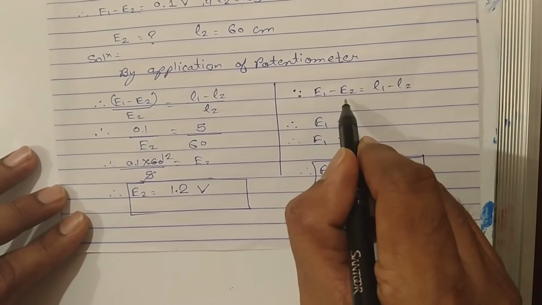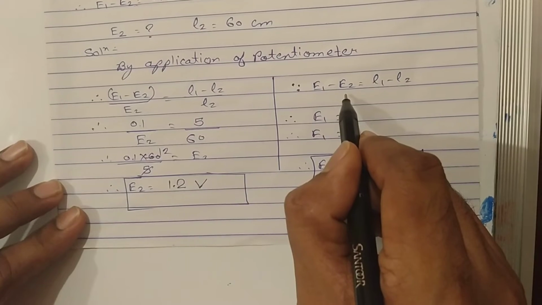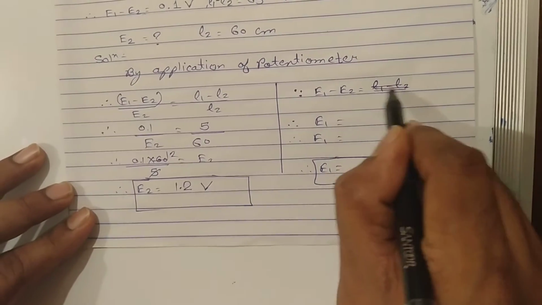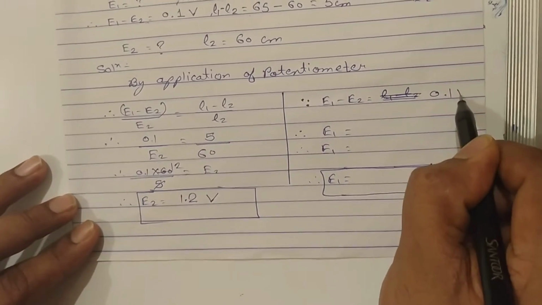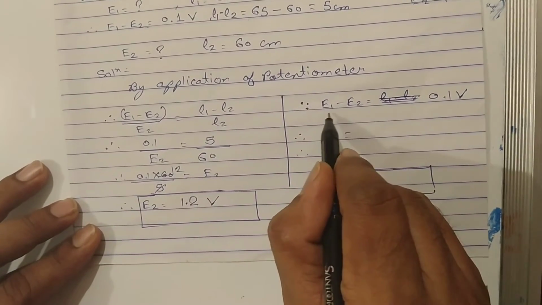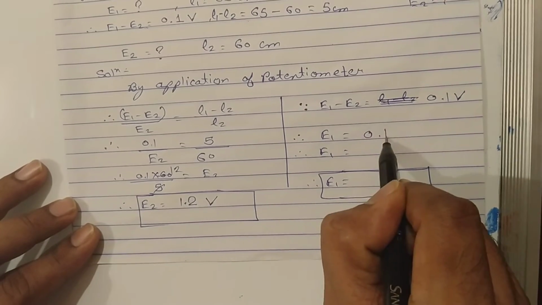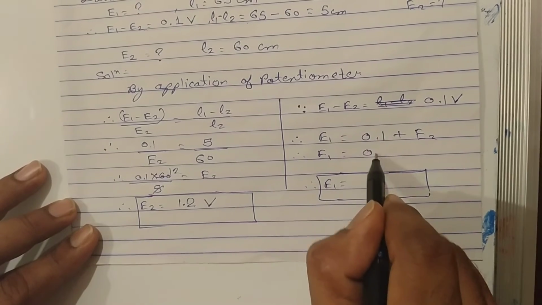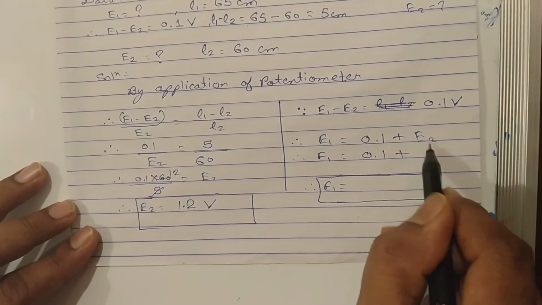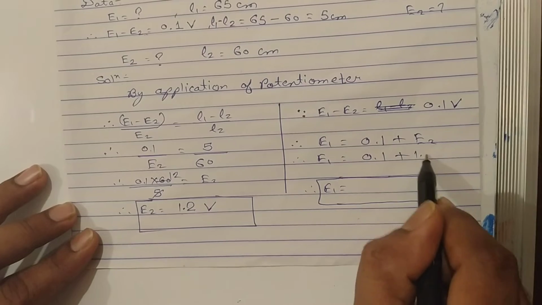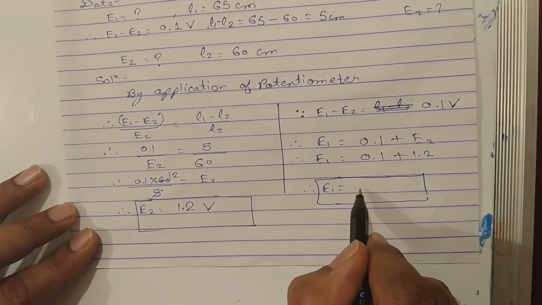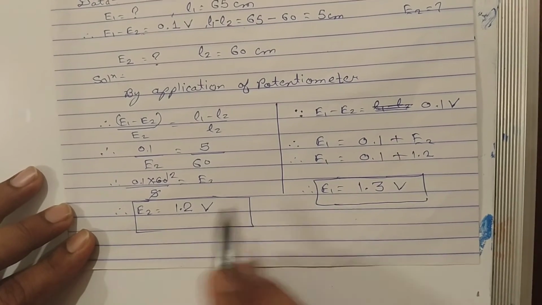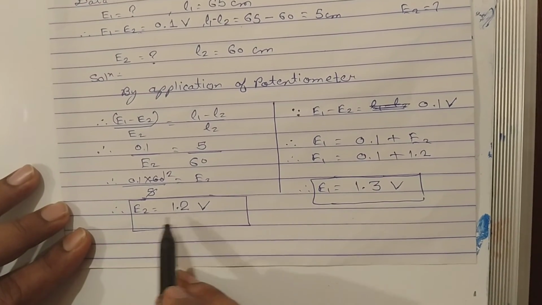Since E1 minus E2 is equals to 0.1 volt, so what is E1 equals to? 0.1 volt, minus E2 will go there, become plus E2. 0.1 plus E2. What is E2? Value of E2 is what? 1.2. So 1.2 plus 0.1 is what? 1.3 volt. The value of E1 and E2 we got, that is 1.3 volt and 1.2 volt.